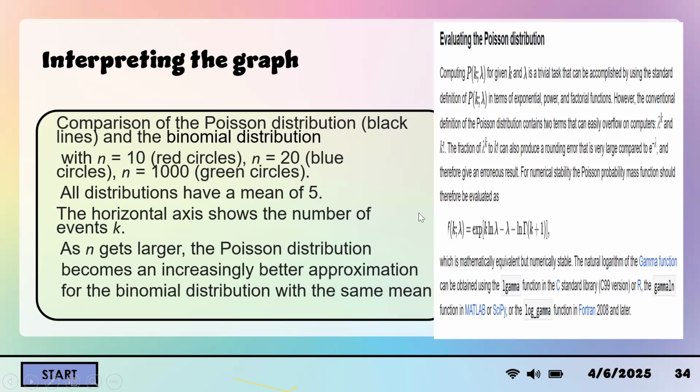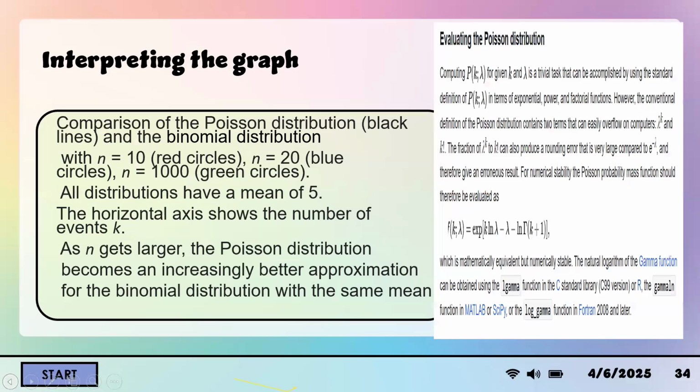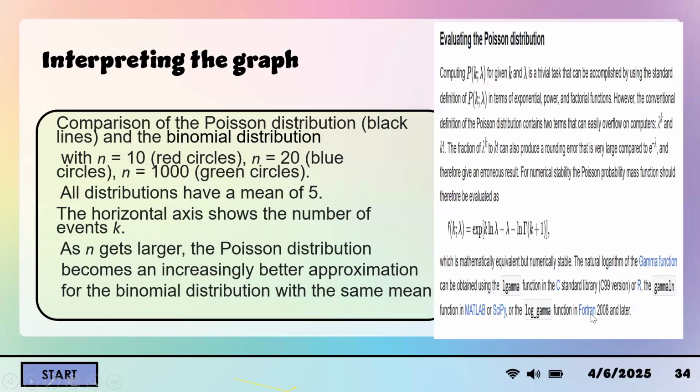So interpreting the graph is a very complex sort of thing, and for which we have to use other software as well, like MATLAB or Fortran and gamma functions, which are above and beyond our scope.